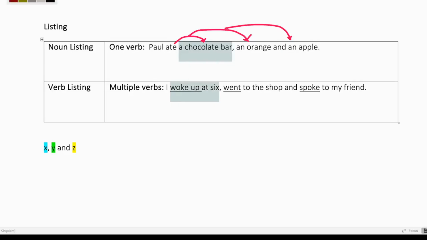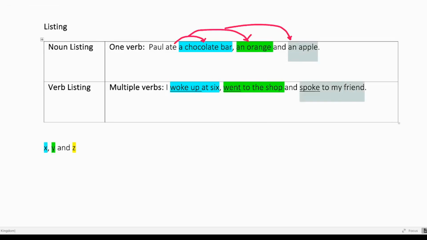There we go. These ones are going to be blue. An orange and went to the shop, they're going to be green. And an apple and spoke to my friend, they're going to be yellow. Okay, so what I did was I separated X and Y and I used and. Okay, we're going to put those in red.